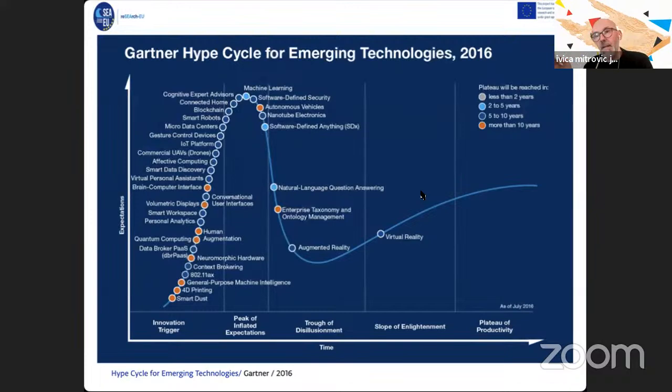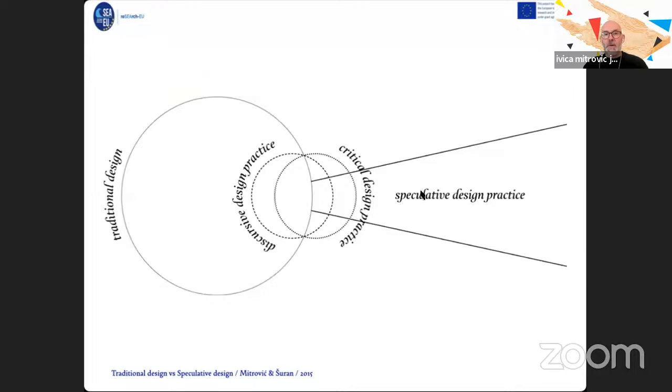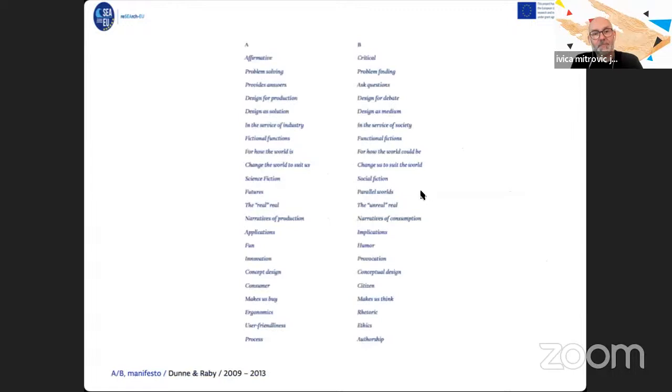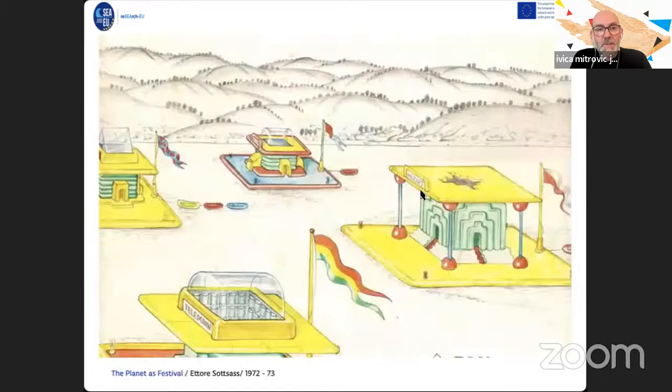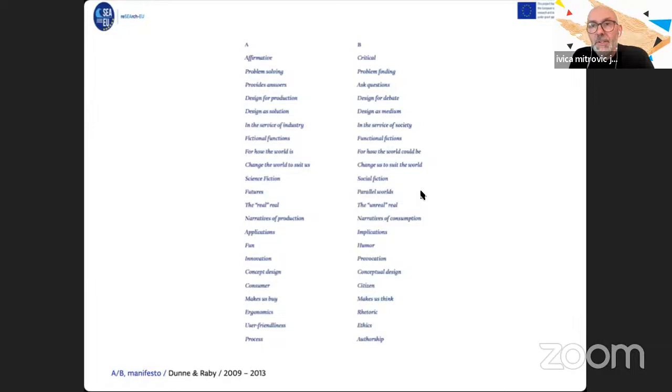And speculative design practice is one of the most significant examples of such new design practices, expanding the critical practice to our imagination and diverse vision of the possible future scenarios. It is rooted in the so-called English critical design, which emerged in the UK at the Royal College of Art in London in the late 90s, and was later more developed in the first and second decade of 2000, with the work of Anthony Dunne and Fiona Raby.